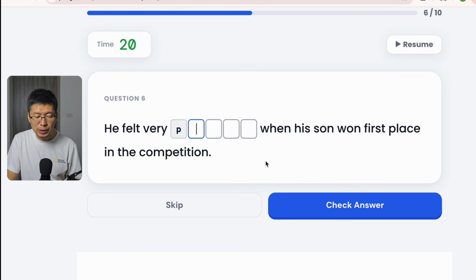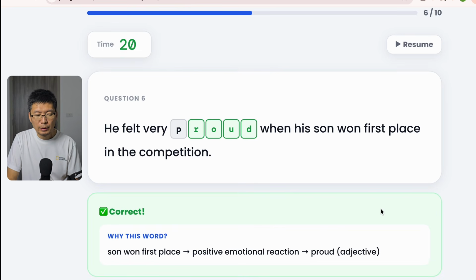The answer is he felt very proud. Okay, so why? His son won first place, right? So it's a positive emotion. So he felt proud about his son's winning, right? And it's he felt, so it's an adjective. It's proud. Okay, next one.